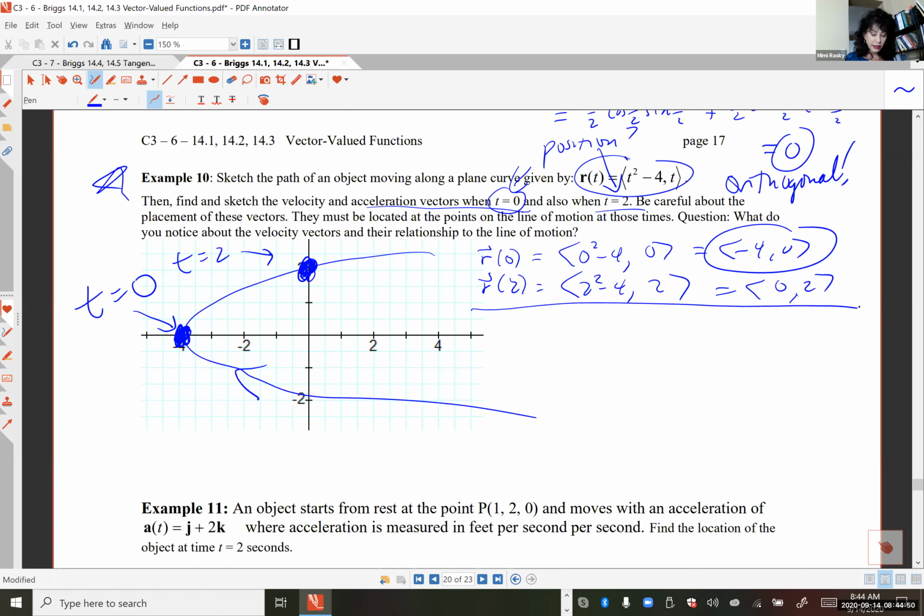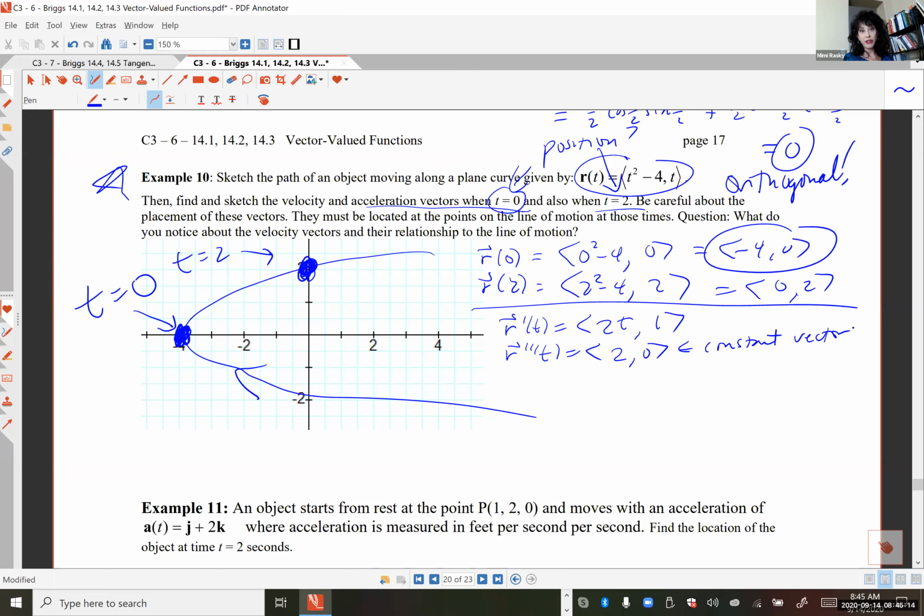So now let's go ahead and get the velocity vector and the acceleration vector. Fine. So r prime, there's our velocity vector, super easy, it's just 2t, 1. And acceleration is just the derivative of velocity, so that's just going to be a constant vector, 2, 0. Does that always happen? No. Sometimes your velocity vector is a vector valued function that has some time t in there. This happens to be just pure scalars for components, and that's known as a constant vector.